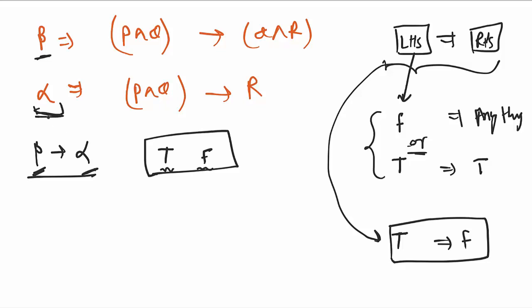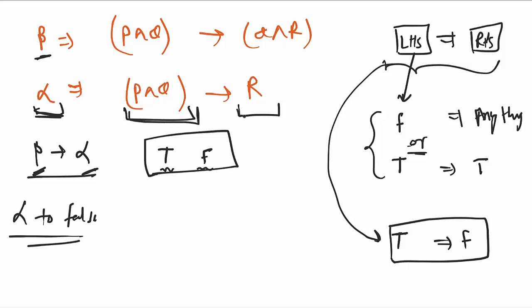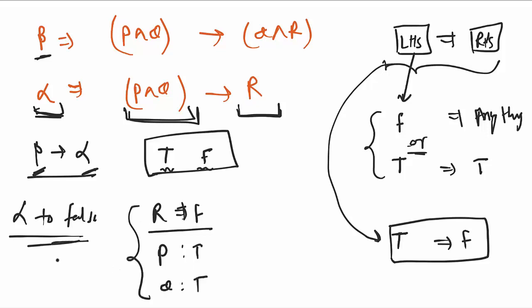I think making alpha false is easier. Why? Because this is an LHS imply RHS formula, and we know that there is only one possibility, right? So let me make alpha false. To make alpha false, I need to make this particular quantity true. At the same time, I need to make R false. So there is only one way I can make R false. That is R is false itself, right? And how can I make this P and Q true? I need to make P true and Q true. Now with these values, I can make alpha false.